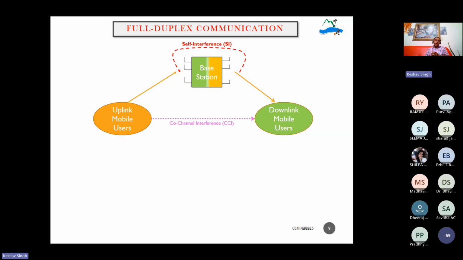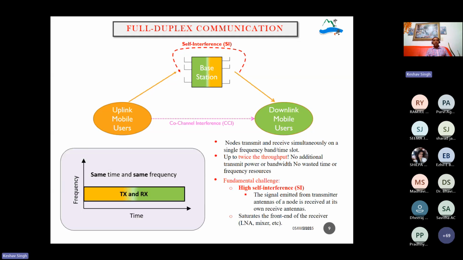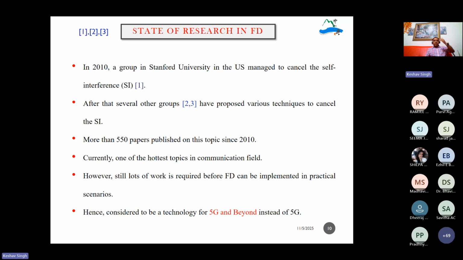So here you can see we need to control these two problems, self-interference and co-channel interference. If you can handle these two, then full duplex can operate at any place, and we can improve the spectral efficiency by double compared to half duplex. So it's a very powerful tool, but now the problem is how we can control these two kinds of interference. Okay, so we have the state of the art.